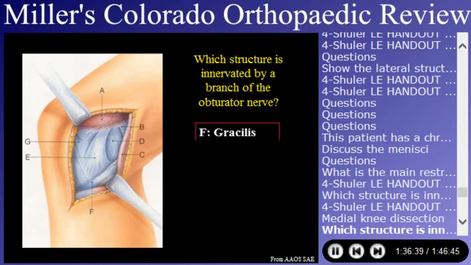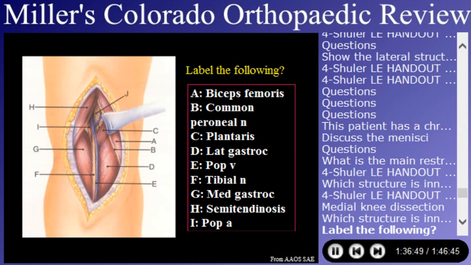Which structure is innervated by a branch of the obturator nerve? Gracilis. They love this diagram, and the reason why is you have to know at least something to get yourself oriented on the posterior aspect of the knee, and the thing you use to orient yourself is the plantaris. Plantaris is a lateral structure, and that's shown right here as C.